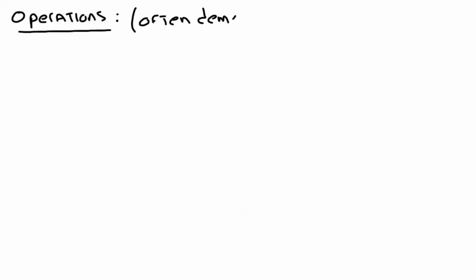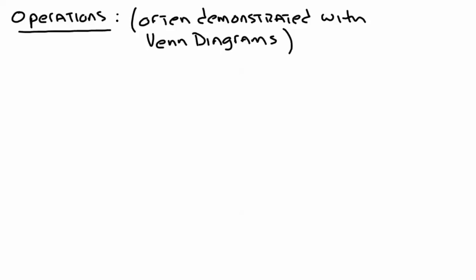Let's talk about some basic set operations. These set operations are often shown by Venn diagrams, and I'm going to introduce the notion of Venn diagrams a bit more as I talk about set operations today. So, often shown or demonstrated with Venn diagrams. There are four operations I want to present to you. The first one is the union operation.